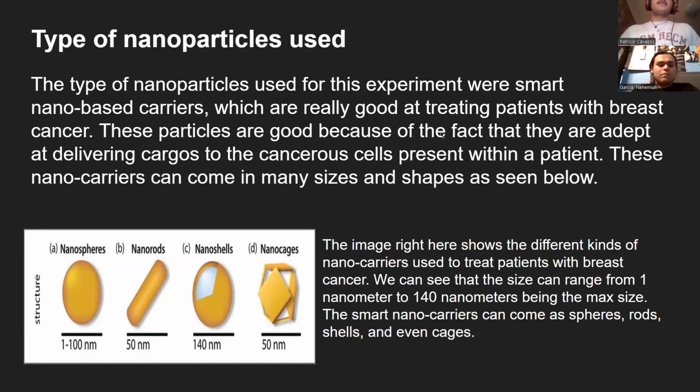Howdy. My name is Patrick, and I will be talking about how nanoparticles and AR are used in the medical field through the detection of cancer cells.